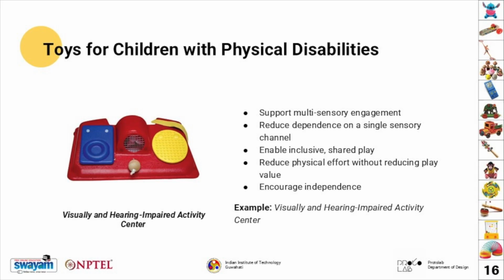Children with physical, visual, or hearing impairments often face barriers when toys rely heavily on a single sense. Toys that depend only on vision, fine motor precision, or sound cues can unintentionally exclude them. For these children, play needs to be multisensory, accessible, and exploratory. The visually and hearing impaired activity center responds to these needs.